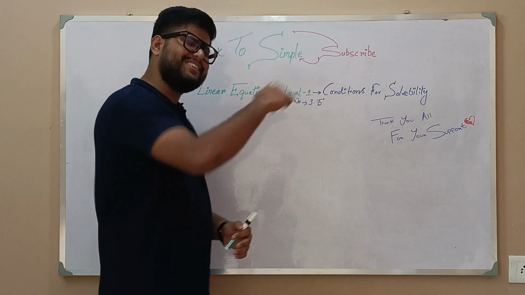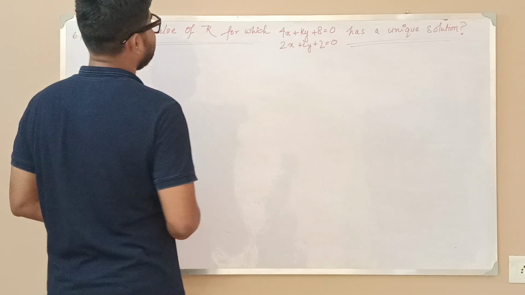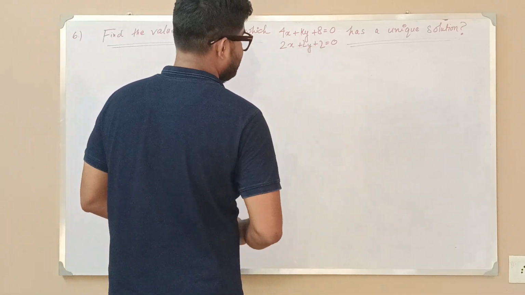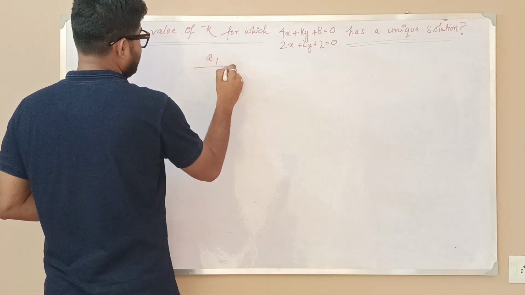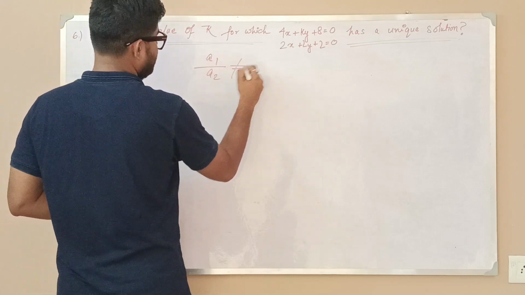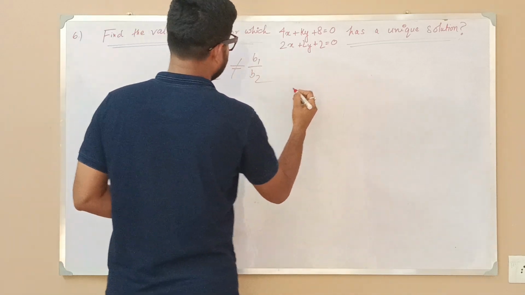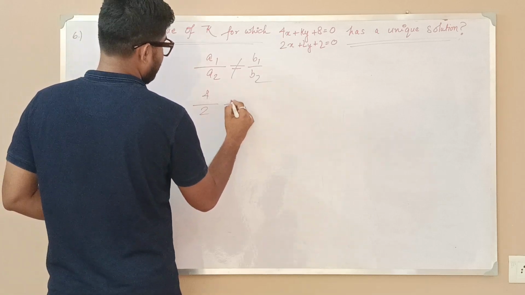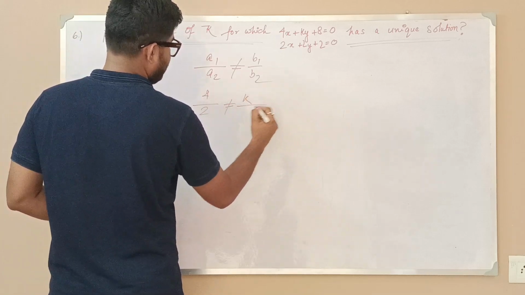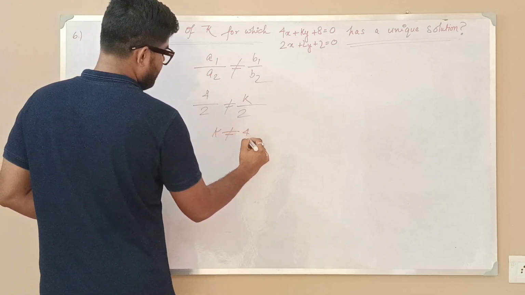So today let's start. I have copied the sum for you only. Let me read it out. Find the value of k for which this equation has a unique solution. Now for unique solution, we have to satisfy one condition, a1 by a2 not equals to b1 by b2. Okay, so a1 over here is 4, a2 is 2, not equals to k by 2. Okay, so k not equals to 4.